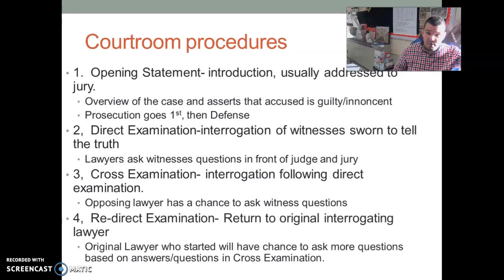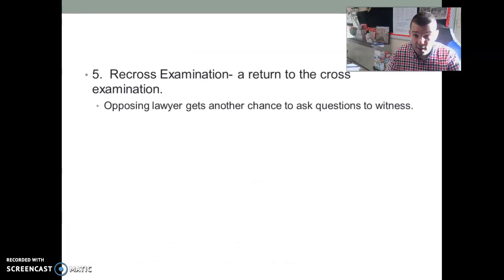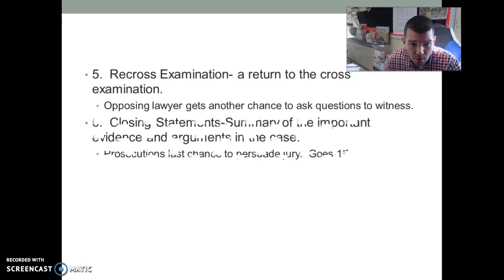And then you get redirect. So you go back to the prosecution, who started the questions, and then they'll have a chance to ask more follow-up questions off of what the defense asked, to clarify things, or maybe something pops up that the defense brings up. They can clarify those and ask the person more questions. Then you get a recross examination, where now the defense gets a second turn, if they so choose, to ask questions of a witness. So basically, at maximum, you get 2 chances to ask a witness a question. The prosecution gets 2, and the defense gets 2.